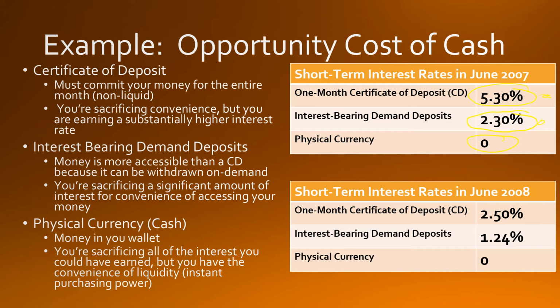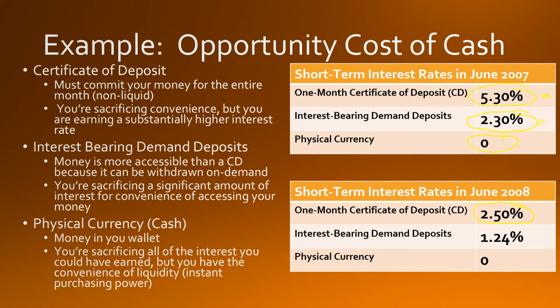Now, when it comes to 1 year later, there were some changes in the economy. This is actually the beginning of the Great Recession. You can see the interest rates started to fall. A 1 month certificate of deposit now is only getting you 2.5% annually. So that means if you reinvest that 1 month certificate of deposit for a whole year, you'd only get $2.50 on your $100. It's not quite as nice as the $5.30 you were getting a year earlier.